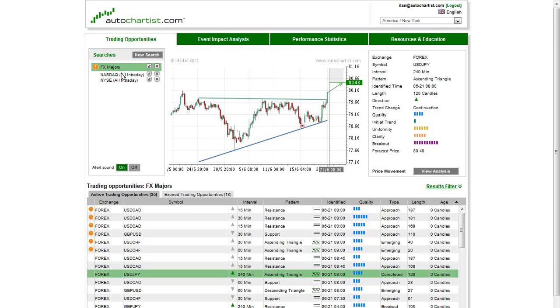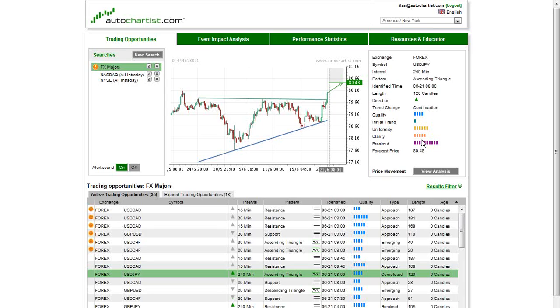It was a continuation pattern. That means that there was an initial trend, which you can't see here right now, a bullish initial trend followed by a bullish breakout, which makes it a continuation pattern. Right? And then some quality indicators. Now let's actually have a look at some of these quality indicators and what they actually mean in this example.